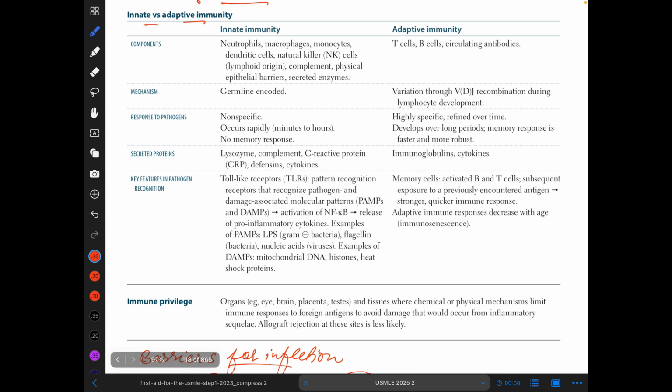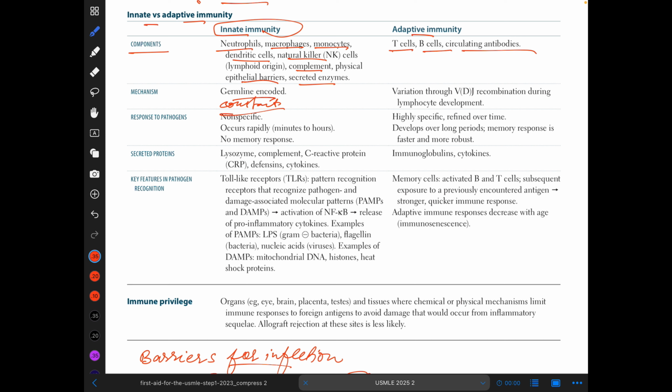The innate immunity has some components, and adaptive immunity also has components. First, innate immunity has neutrophils, macrophages, monocytes, dendritic cells, natural killer cells, complement system, physical barriers and secreted enzymes. On the other side, adaptive immunity has T cells, B cells and circulating antibodies. The mechanisms in innate immunity are germline encoded. Germline encoded refers to genetic information present in germ cells, like sperm and egg cells of an organism, which is inherited by offspring, and it is constant.